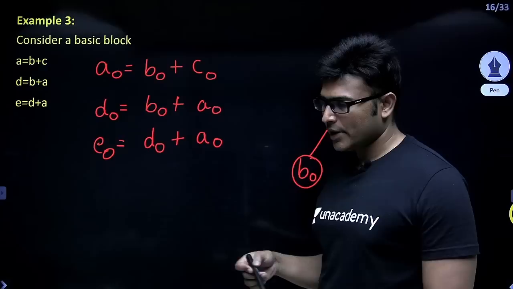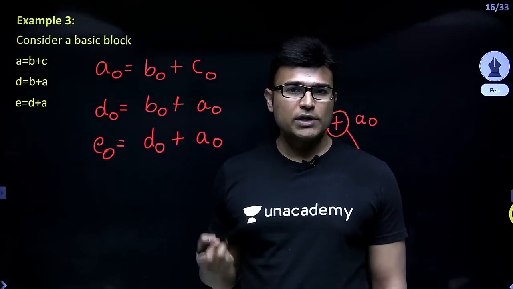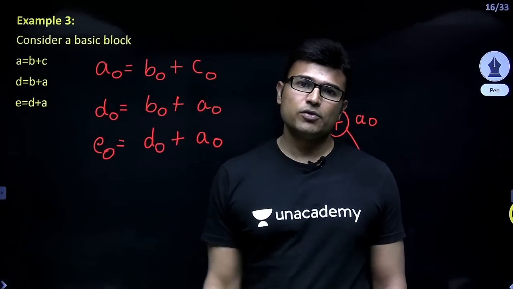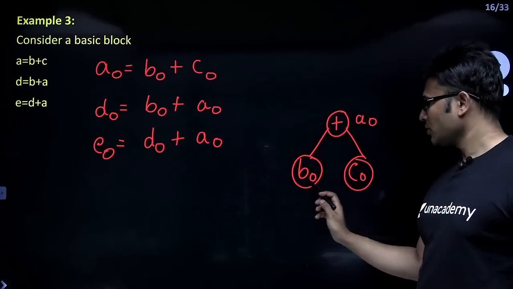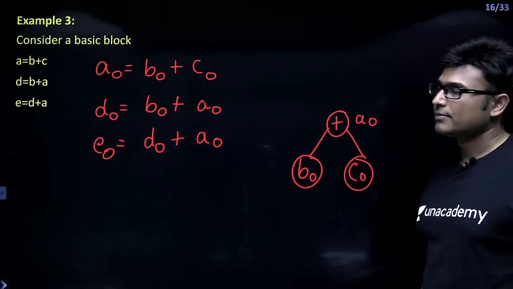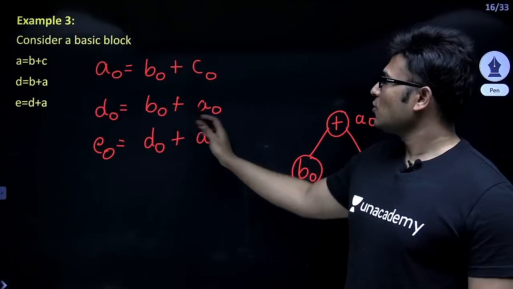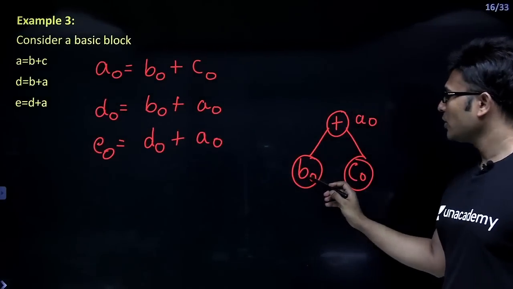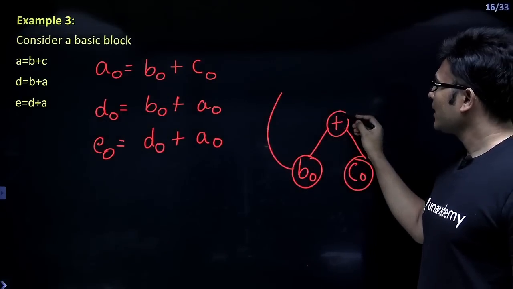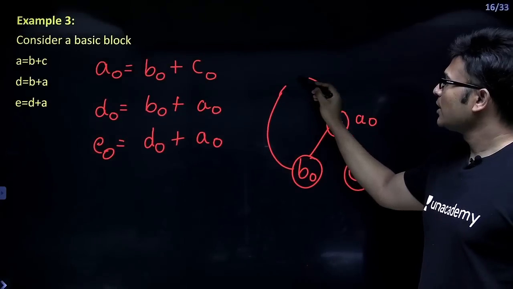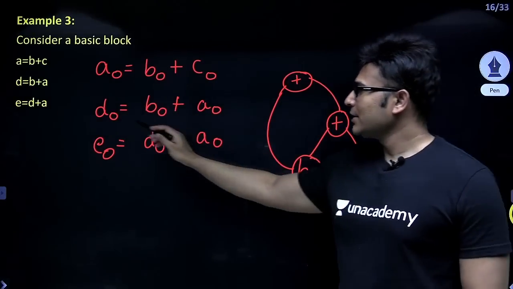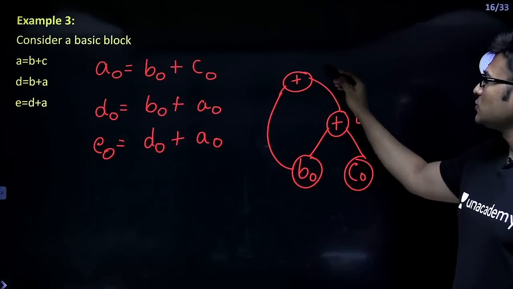So B0 is already created, A0 is already created. So in the DAG algorithm, what happens is, when a node is already created, we are going to use it. If a node is not already there, then we are going to create it, right? So initially B0 node and C0 node are not there, they are created, and A0 node is computed, and now B0 and A0 are used and they are already there. B0 is there and A0 is there, therefore I am going to use them, right? So B0 and A0 both are going to be used, and I am going to use plus, right? And the resultant number is D0, so this is D0.